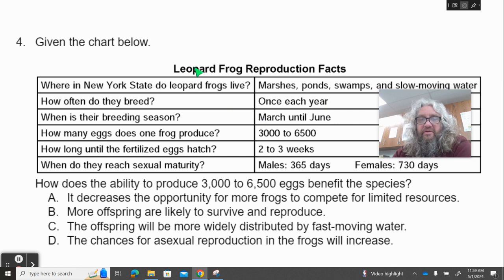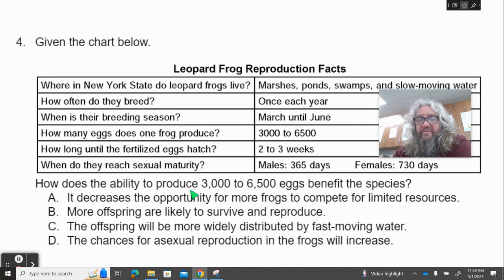Given the chart below, leopard frog reproduction facts. Where do they live? In marshes, ponds, swamps, and slow moving water. How often do they breed? Once a year. When is their breeding season? March through June. How many eggs does one frog produce? 3,000 to 6,500. How long till the fertilized eggs hatch? 2 to 3 weeks. When do they reach sexual maturity? Males in 365 days, females in 730 days.